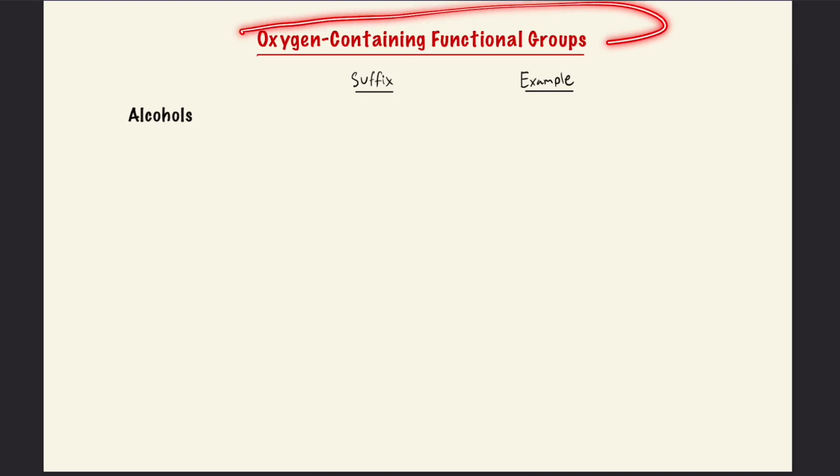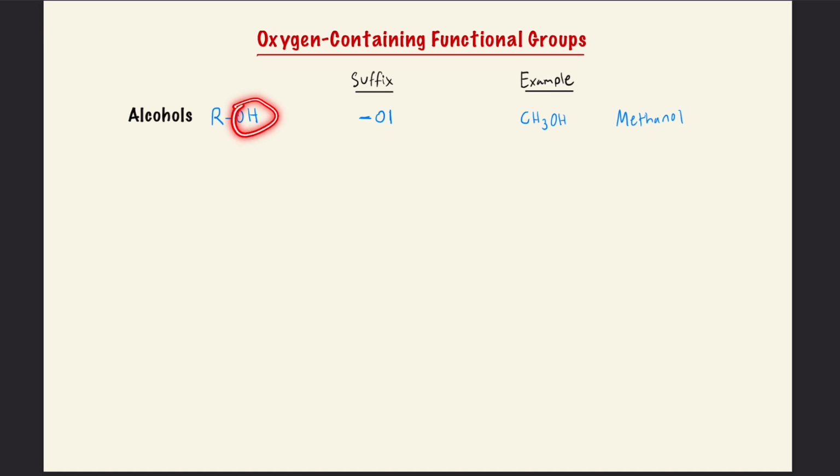The first of the major oxygen-containing functional groups that we're going to talk about are alcohols. Alcohols have an OH group. This R is just any carbon chain attached to the OH. The suffix or the ending of alcohols when naming them is -ol, O-L. And here's an easy example. There's one carbon in the chain and it's an alcohol, so we'll call it methanol with the suffix -ol.